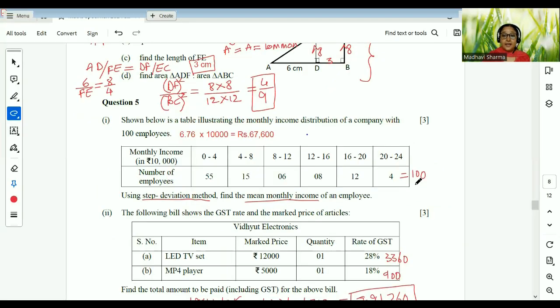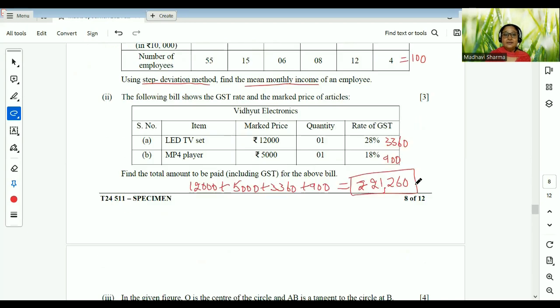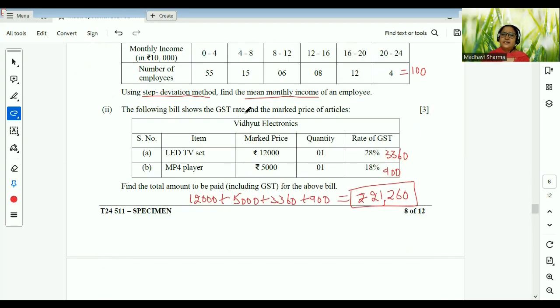Okay, so the next is the following bill shows GST. Oh, it's very easy. Yes, yes. Amount of GST. Yes. Rate of GST for they are buying only one. Yes. So 12,000, 28%, the GST is 3360, 5,000, again only one, 18% is 900. Total amount to be paid, including GST, just add all and you get 21,260.